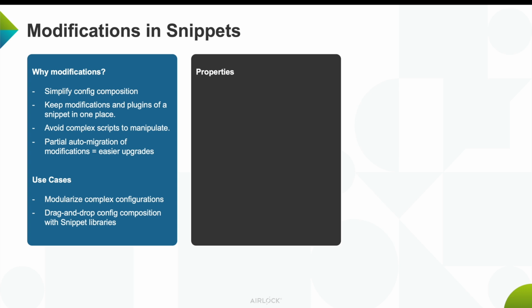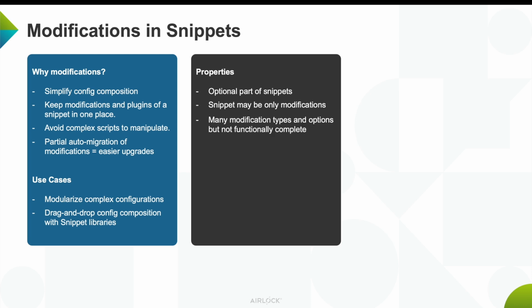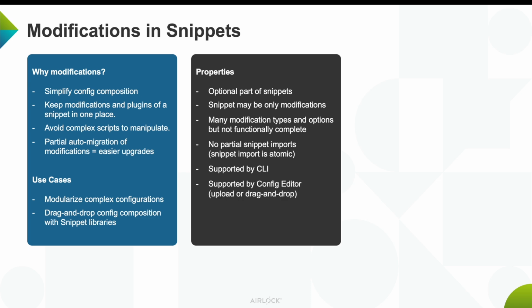Technically, modifications can be characterized as follows. They are an optional part of snippets. Snippets without modifications, of course, still work. A snippet may consist only of modifications. In other words, the list of plugins may be empty. While supported modification types are not functionally complete, they are a powerful toolset for config manipulations. Snippets, including the modifications, are either fully imported or not imported at all. In other words, the snippet import is atomic. Modifications are supported both by the import snippet CLI and the config editor.